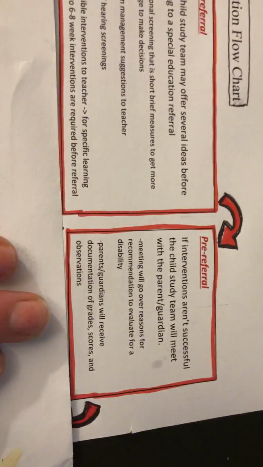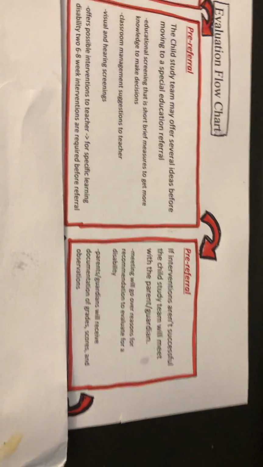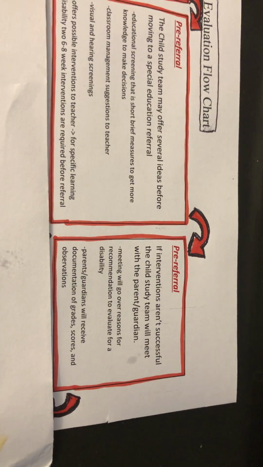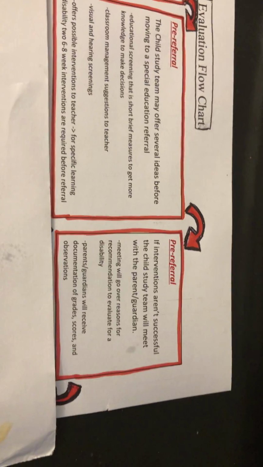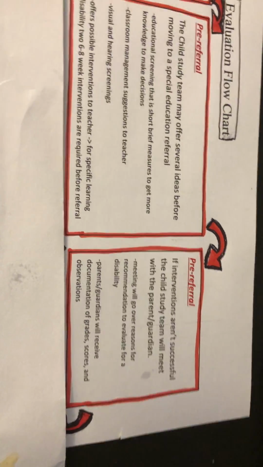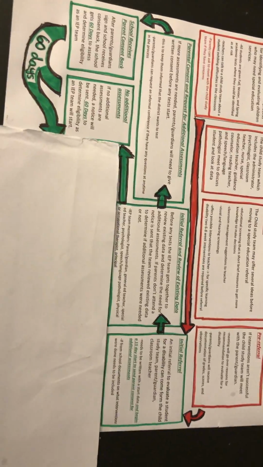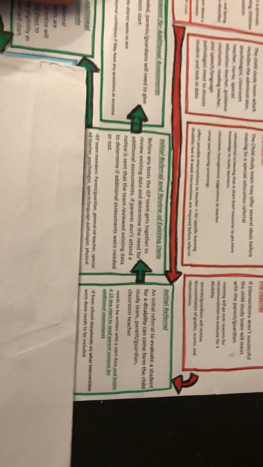If these interventions are not working and are not successful, we're going to meet with you, the parent and guardian. We will meet to go over reasons for why we're recommending to evaluate for a disability. We will show you data and scores and grades and just talk about the observations we see. That process brings us to our initial referral, which starts our referral process for special education.